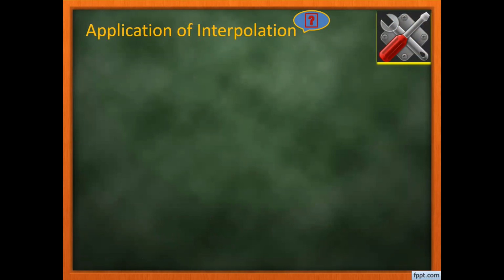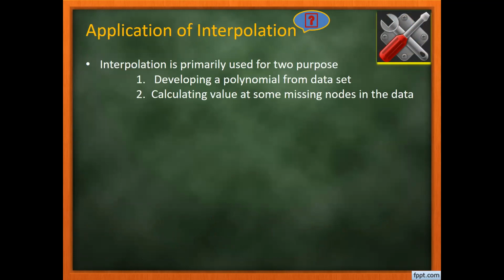Now coming to how interpolation is going to help us to deal with problems that we usually face with numerical data. Interpolation is primarily used for two purposes. The first is developing a polynomial from the data set so that we can transform a discrete data into a continuous function. And the second is it helps us to calculate value at some missing nodes in the data. So we can use interpolation to calculate a value somewhere in between the nodes.